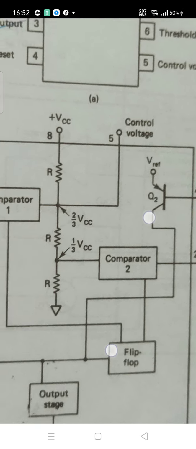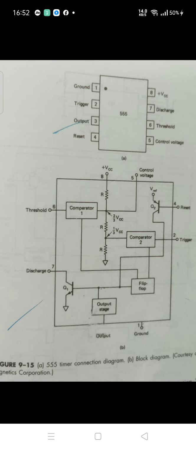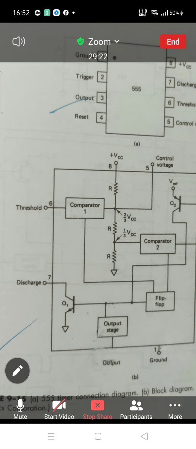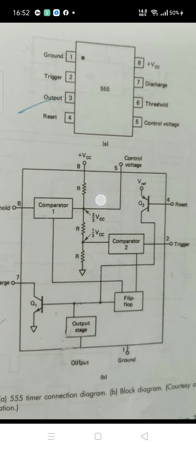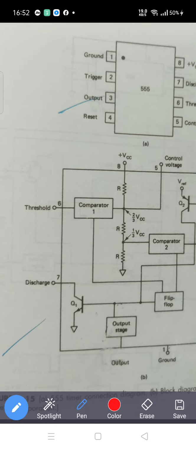Now we will see its block diagram. In the block diagram, we see that two comparators are used, comparator 1 and comparator 2. As we see, the number of pins are shown. Here the first pin, ground, is shown here. So this is the ground. Okay. Then pin number 2 is the trigger. So the trigger will be given here.